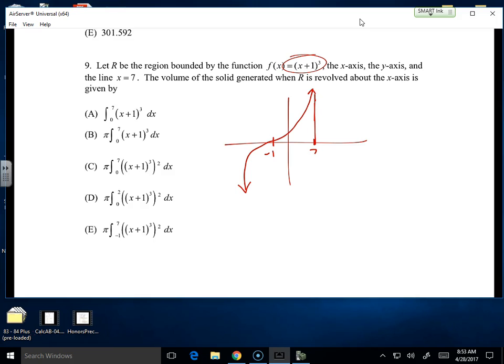And it's being revolved where? Hey guys, look at it. Is it flush? Is it a disc or a washer? It's a disc. Aren't we just going to use the disc formula, pi times radius squared?